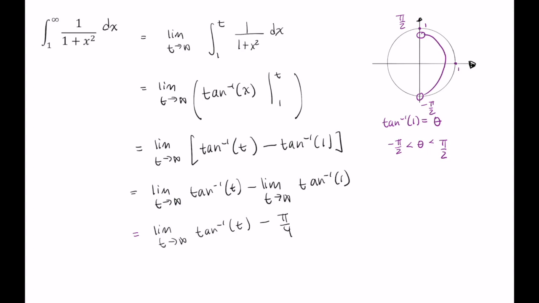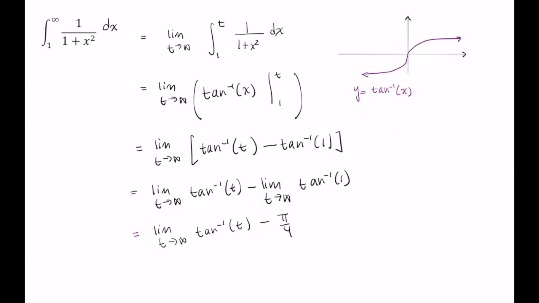Now to evaluate this limit, we need to review a little bit more trigonometry. Namely, we need to review what the graph of tangent inverse of x looks like. And this function has horizontal asymptotes here and here. Take a moment and see if you can figure out the equations to these asymptotes. So this one's y equals something, and this is y equals some other value. If you said y equals pi over 2 and y equals negative pi over 2, you are correct.